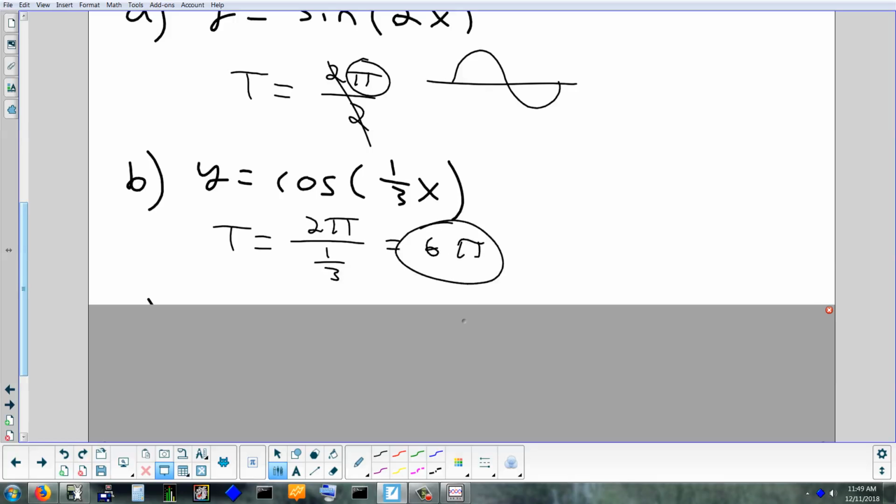So what you've done this time is you've stretched the graph out. Now you've got to go all the way from 0 to 6 pi before the graph is going to finish a cycle. So you've stretched it 3 times what it was. It's 2 pi, now it's 6 pi.